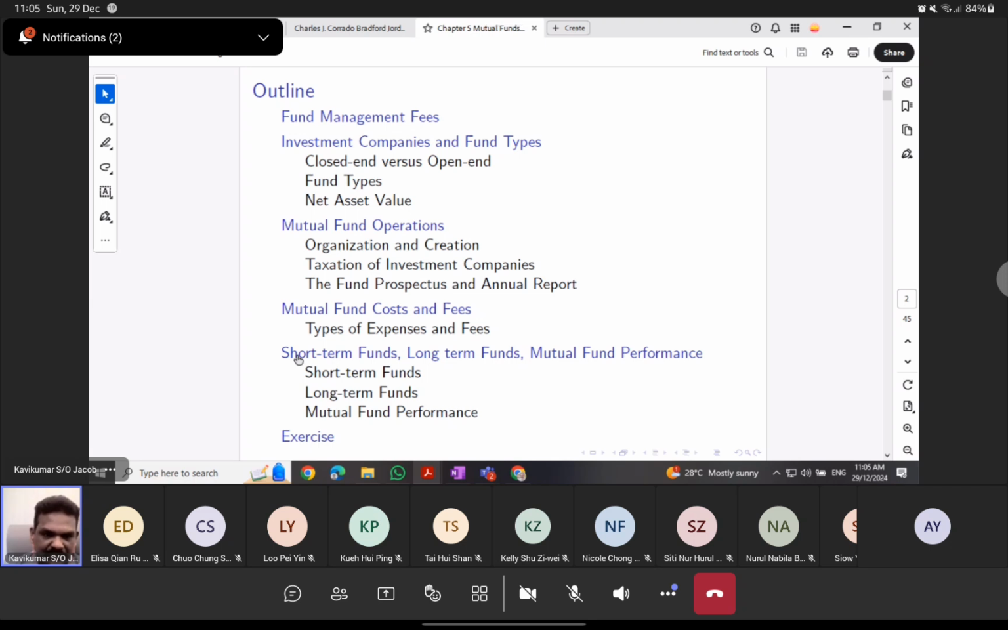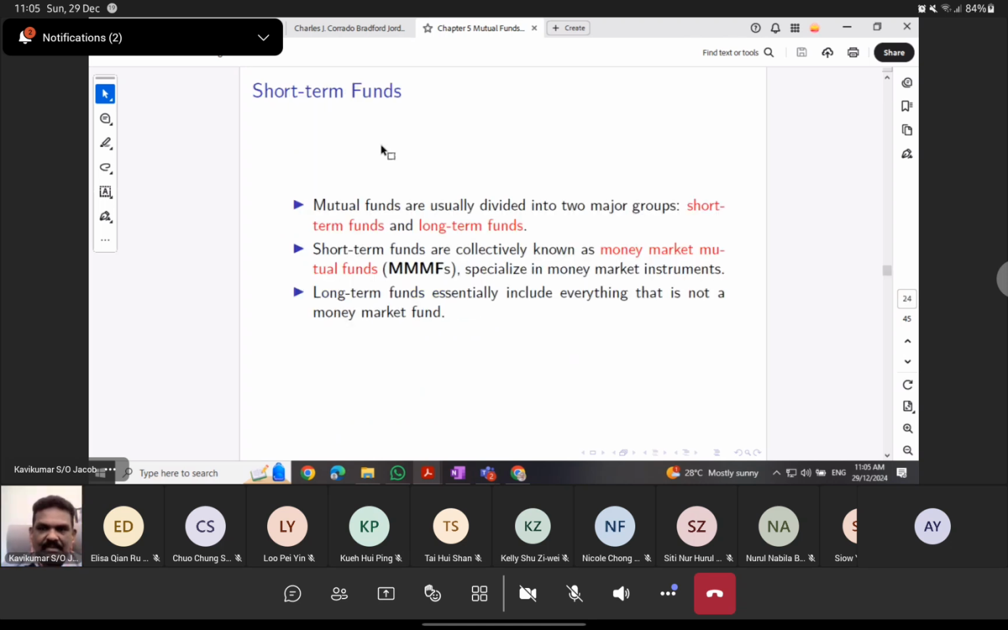Now this comes to the last section: short-term funds, long-term funds, and mutual fund performance. Mutual funds are usually divided into two major groups, short-term and long-term funds. Short-term funds are collectively known as money market mutual funds, which specialize in money market instruments. Long-term funds essentially include everything that is not a money market fund.